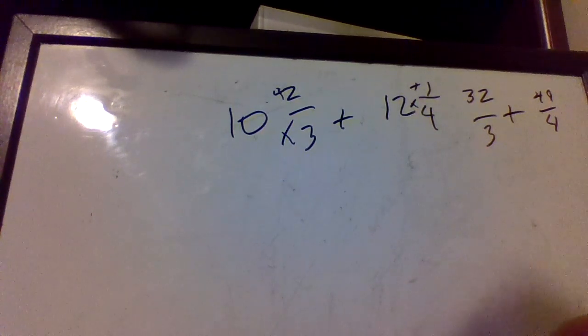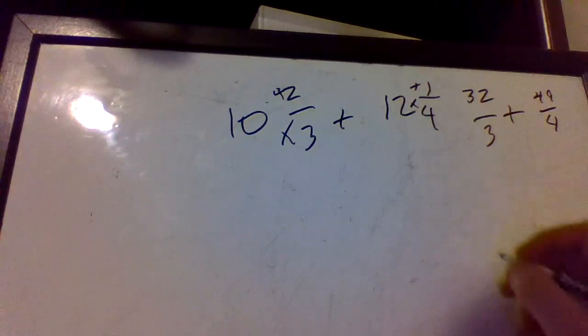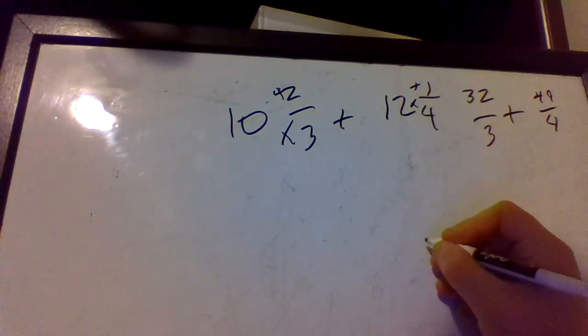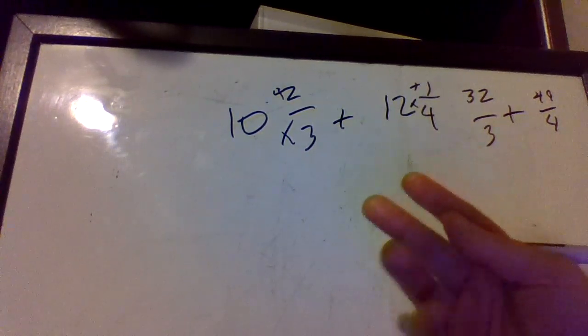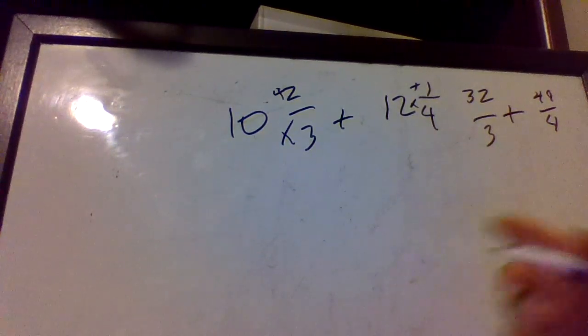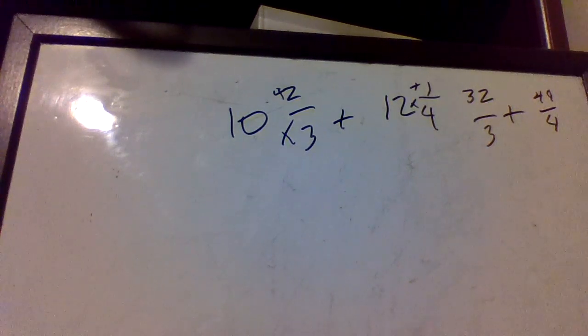This is going to be the not so fun part. We're going to find a common denominator. So, our common denominator is going to be 12. And we know that because 3, 6, 9, 12, and 4, 8, 12. That's why knowing your multiplication tables, memorizing your multiplication tables, is going to help you through your classes.